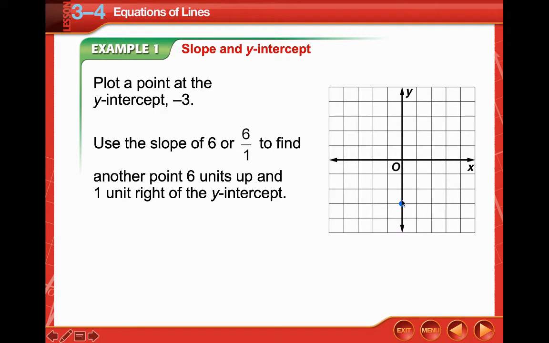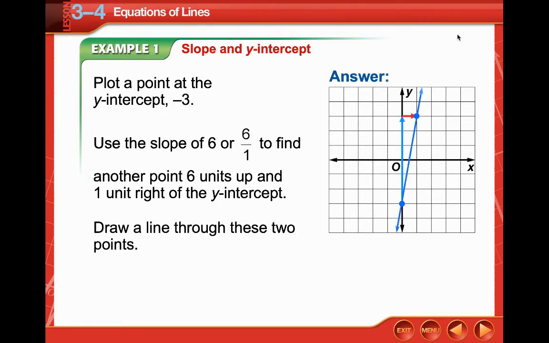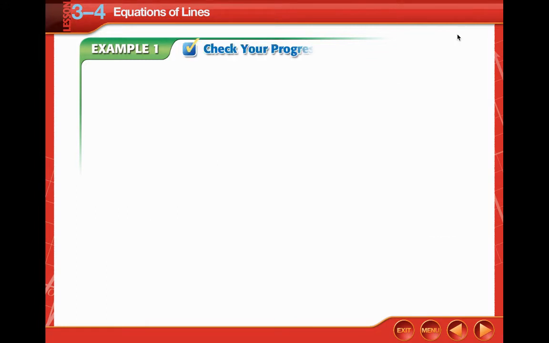That means you go up 6 points, because remember, slope is rise over run. So we go up 1, 2, 3, 4, 5, 6. And then when we go over, we always go to the right. We go over 1, so 6 over 1. This is where our second point is. Then we connect them and keep the line going forever. Draw a line through the 2 points, and that is our perfectly graphed line.